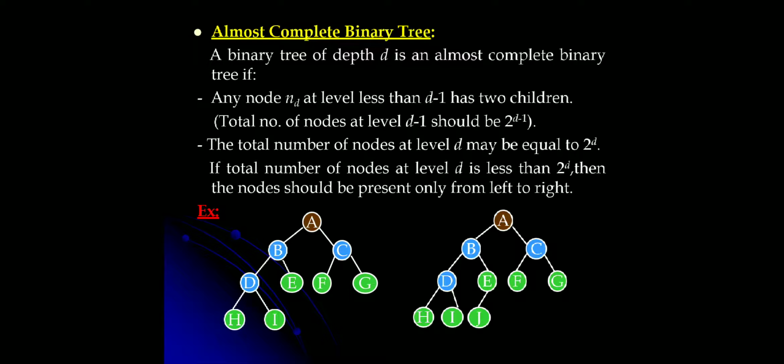Coming to the second diagram, we'll check out whether it is an almost complete binary tree or not. So the nodes at level 0 and level 1 are having both left and right subtree. It is true. And the last level is not having 8 nodes, but it is less than 8. And the nodes are filled from left to right. D is having left and right subtree, E is having left child. So both the examples given are almost complete binary trees.